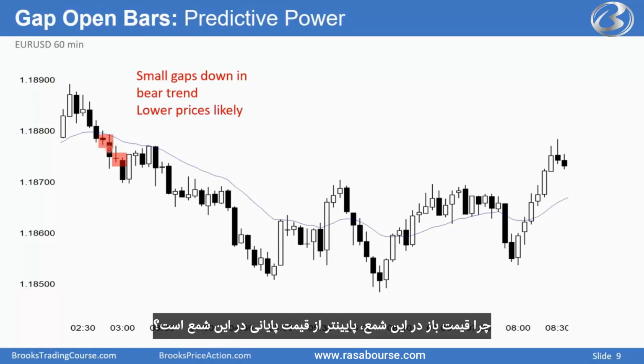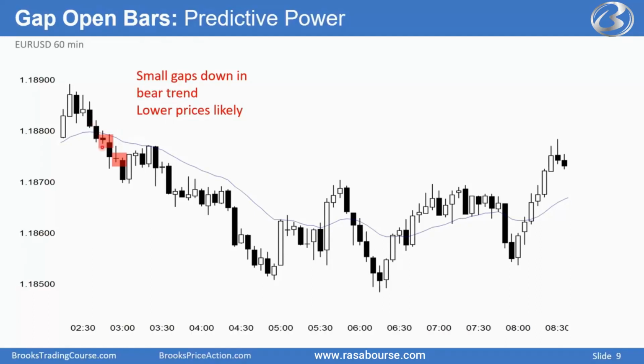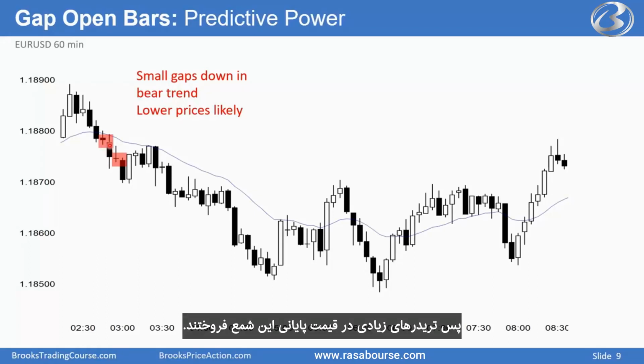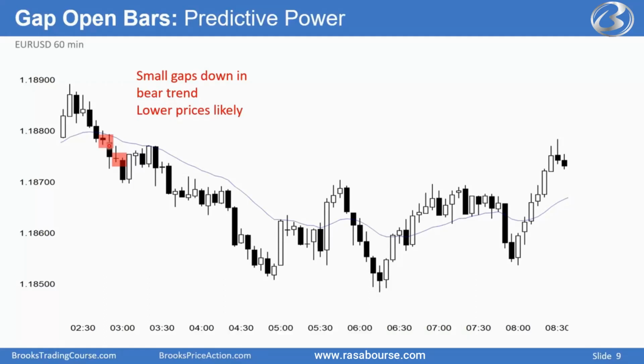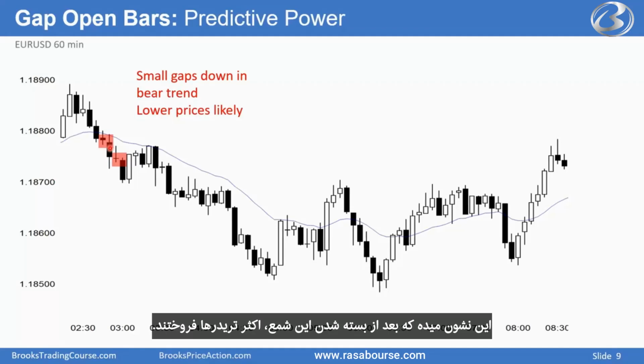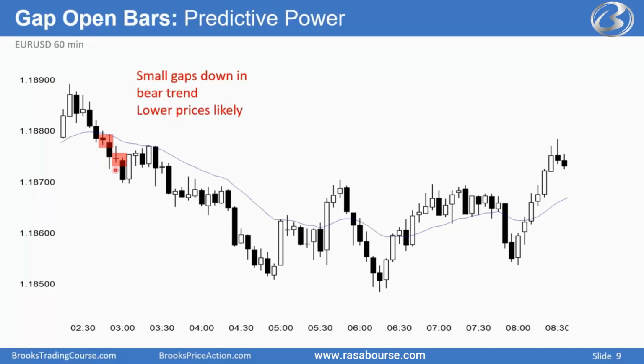Why did this bar open below the close of that bar? Because a lot of traders, once they saw 3 consecutive bear bars, decided the market was going lower and they sold the close. As soon as this bear bar closed, a lot of traders hit the button to sell the market. And the result was there were so many traders selling at the close of this bar that it opened below. That tells you that there were a lot of traders trying to sell as soon as this bar closed. That increases the chances that the market's going lower.